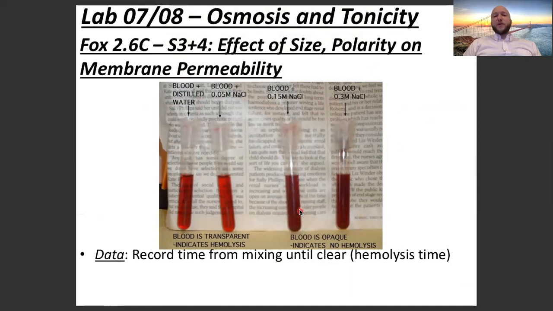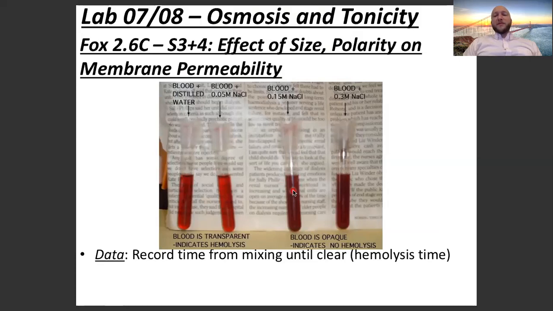What we're going to do is hold that test tube up against the lab book, and we're going to start the timer the moment we mix the blood and solution. We're going to stop the timer when we can see through the sample. So right here, we cannot see through the sample because we cannot see the letters of the lab book behind it. Right here, we can see the letters through the test tube, so we're going to stop the timer.